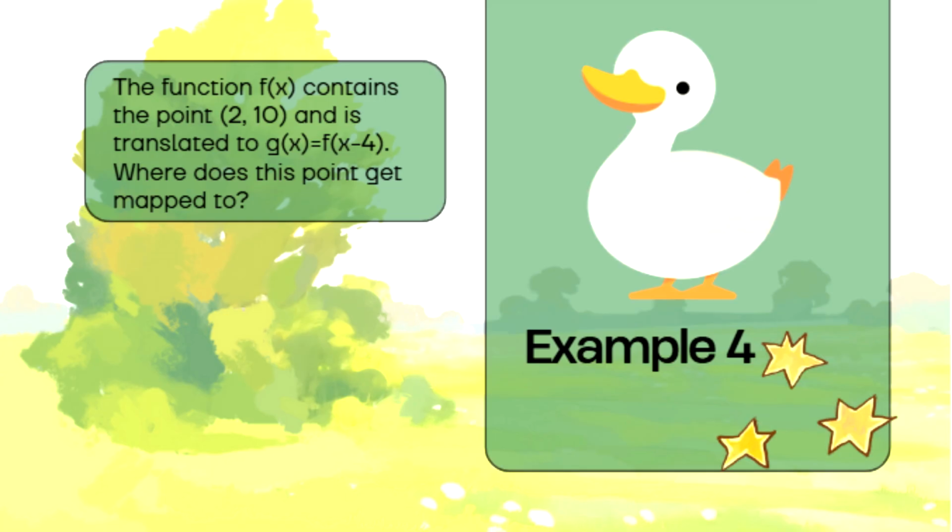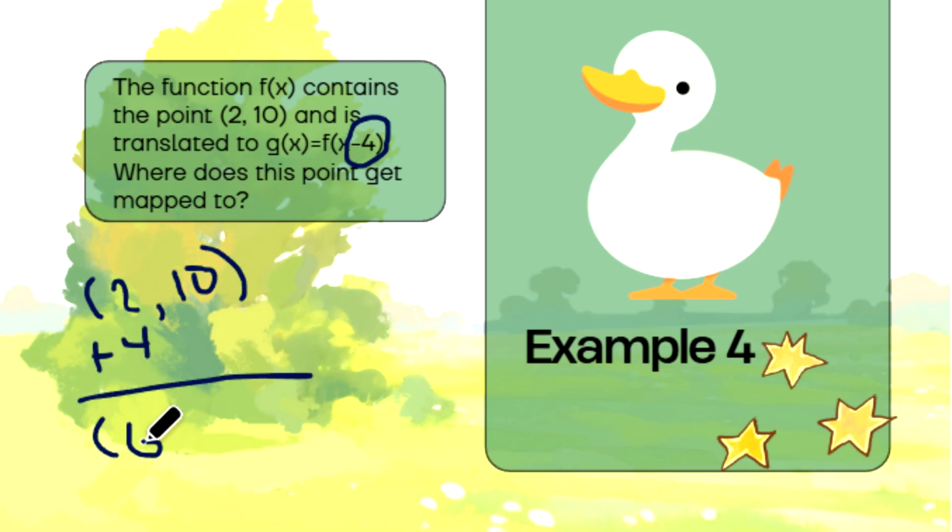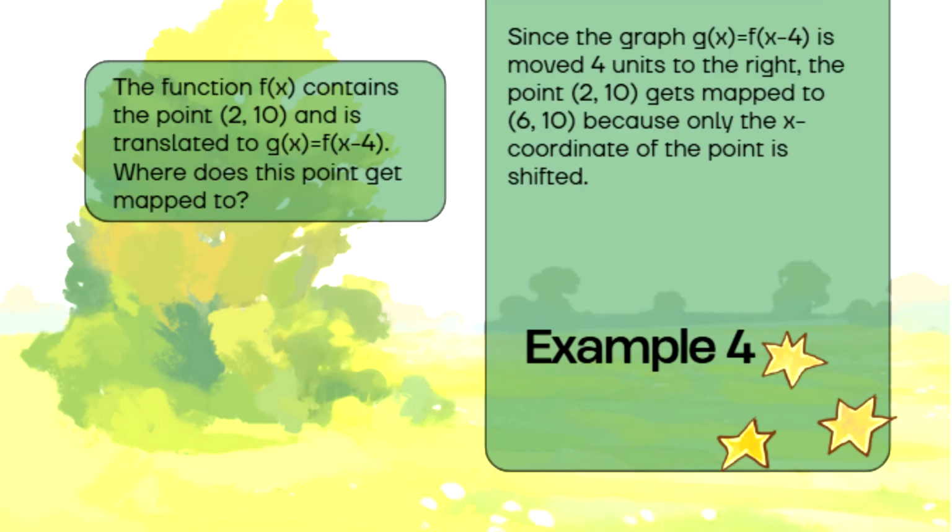Okay. Here's example number 4. The function f(x) contains the point (2, 10) and is translated to g(x) = f(x − 4). Where does this point get mapped to? So we have the point (2, 10). The only number that changes is the x value. We know we're dealing with negative 4, but we have to flip it. It's opposite. So we're doing plus 4, which is going to give us the new point of (6, 10). As long as you remember to do the opposite, this stuff is not hard.